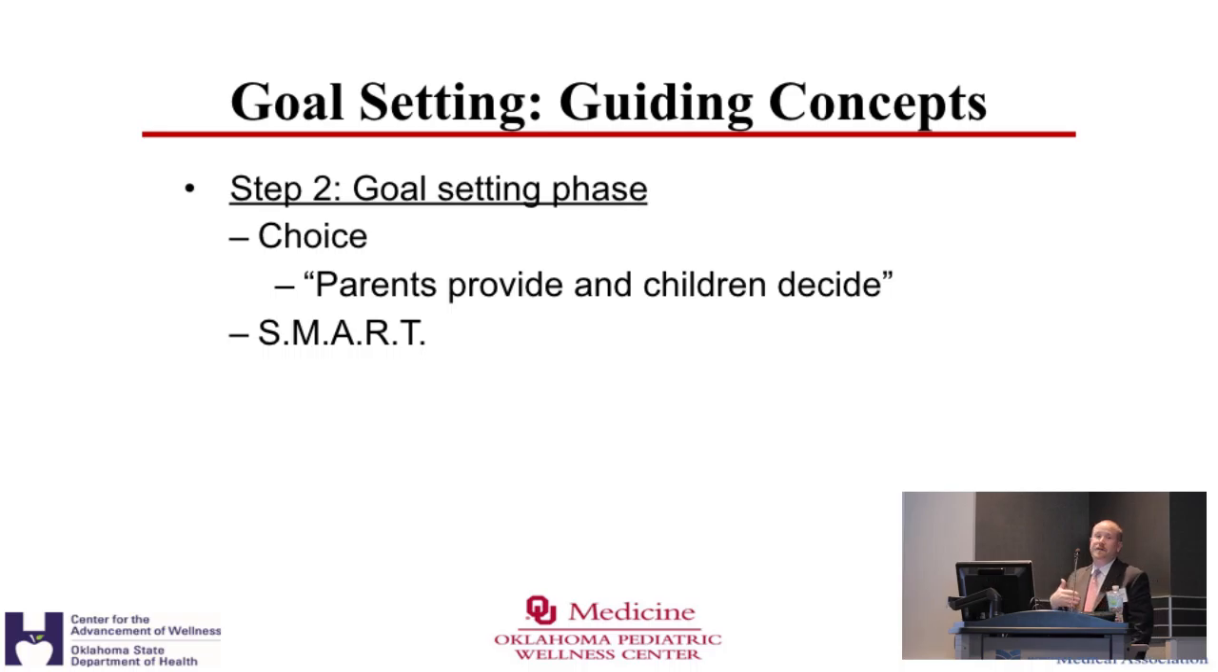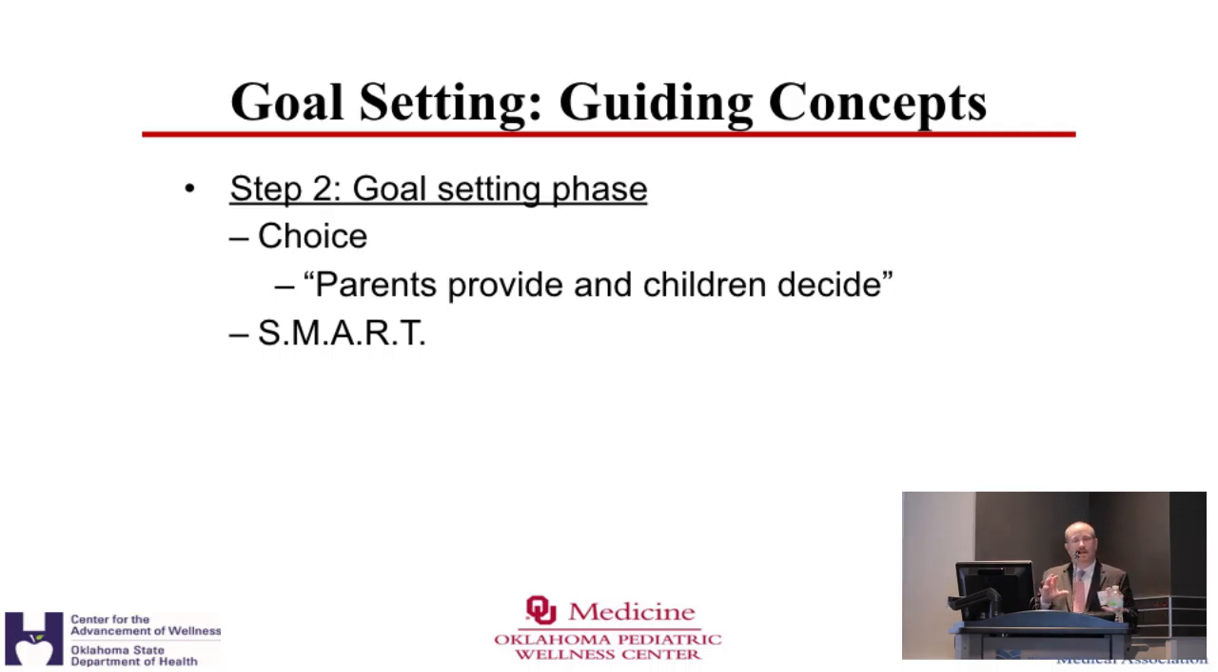Same thing with physical activity goals. A lot of times kids are going to want to do all kinds of things, but usually they're dependent on their parents to buy a bike, take them to the park, take them to the Y, do all those things. So it's a combination. We always say the parents provide, the children decide. When you're negotiating goals, you have to talk about what the resources are, what the parental options are, and then try to give the kids some choice.